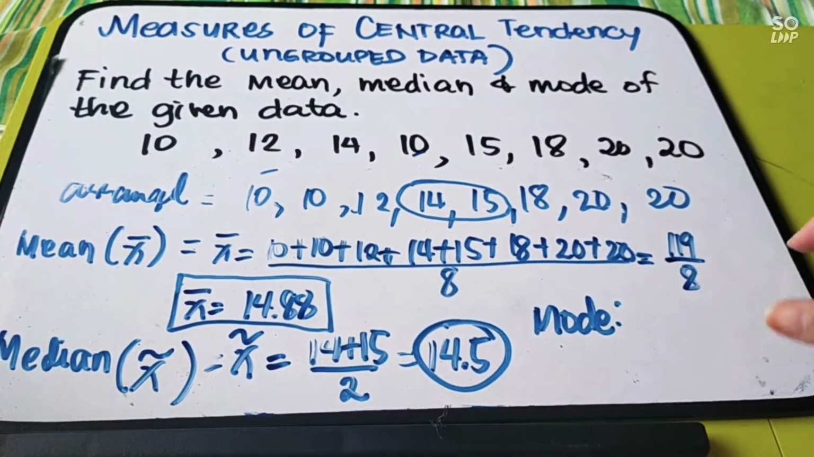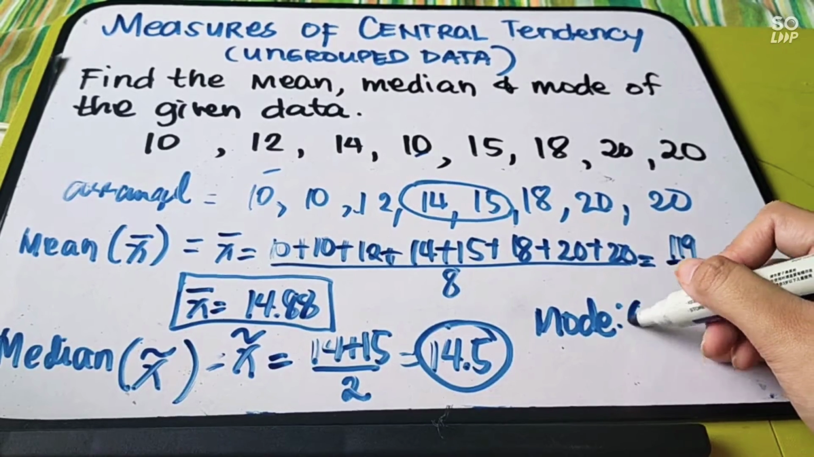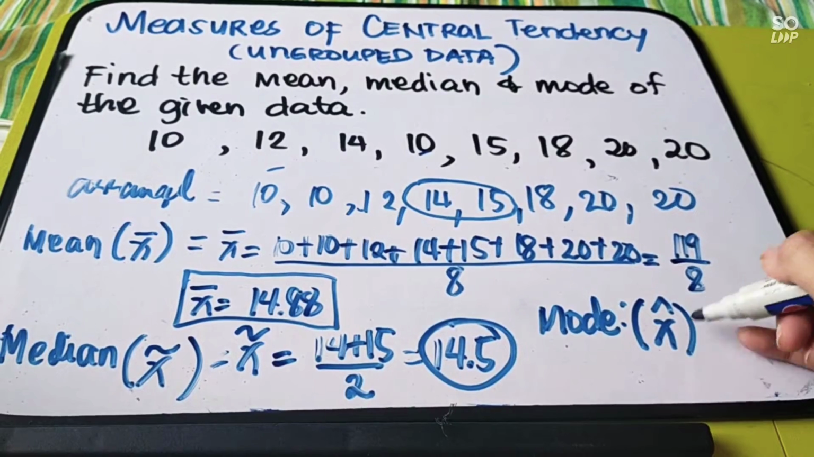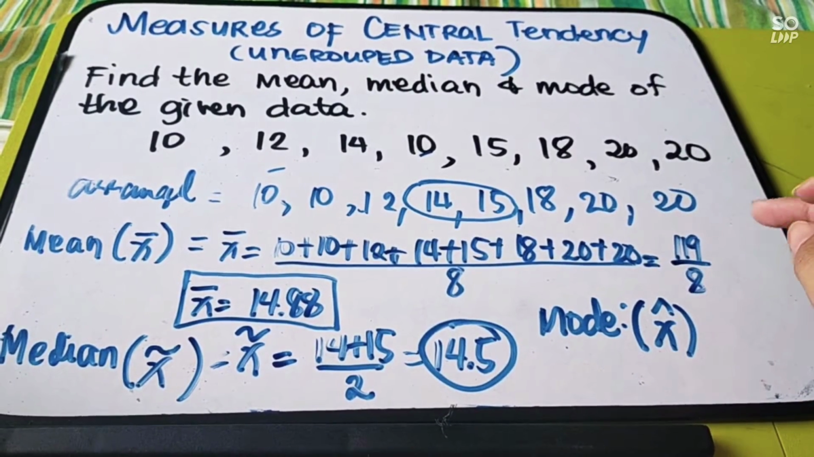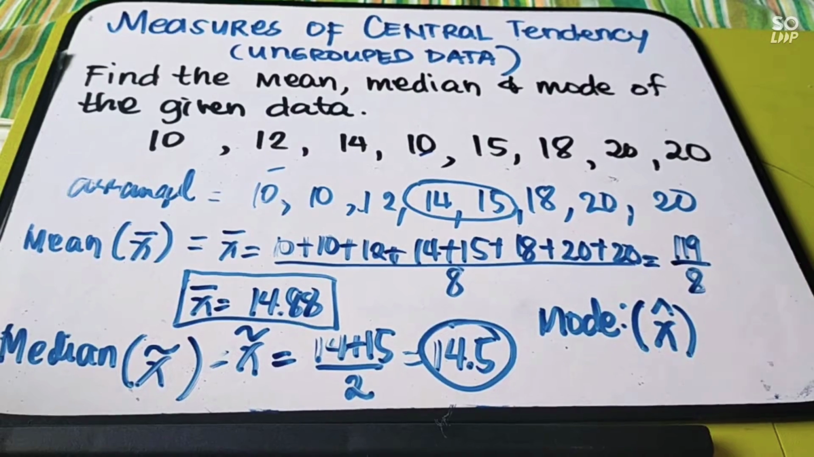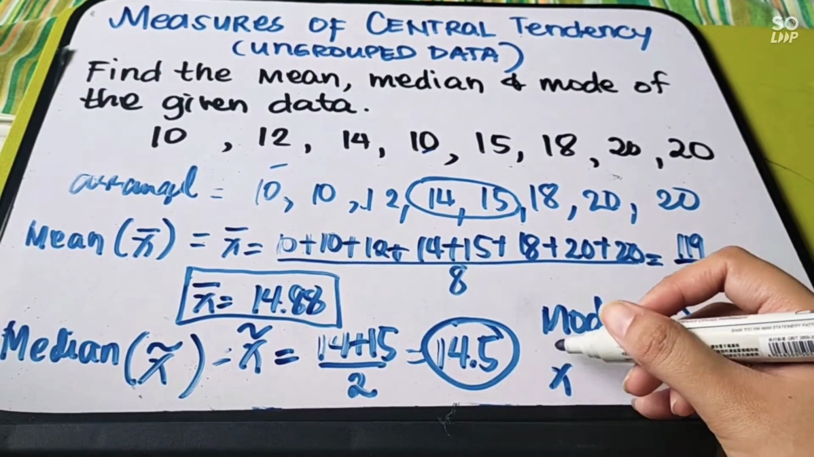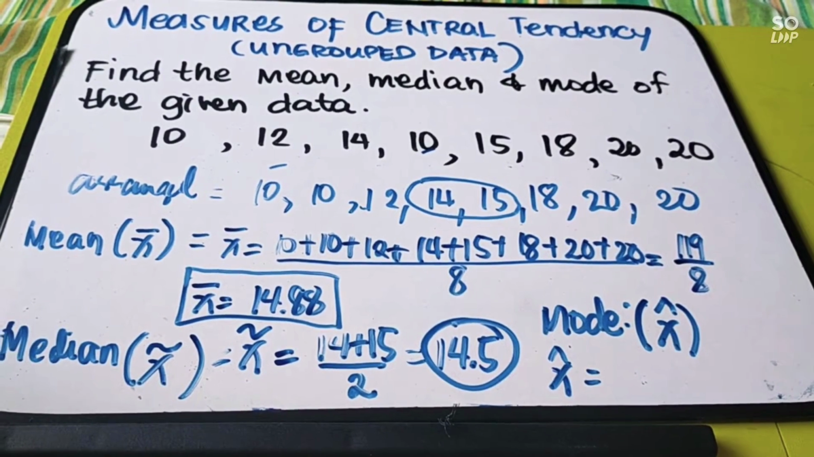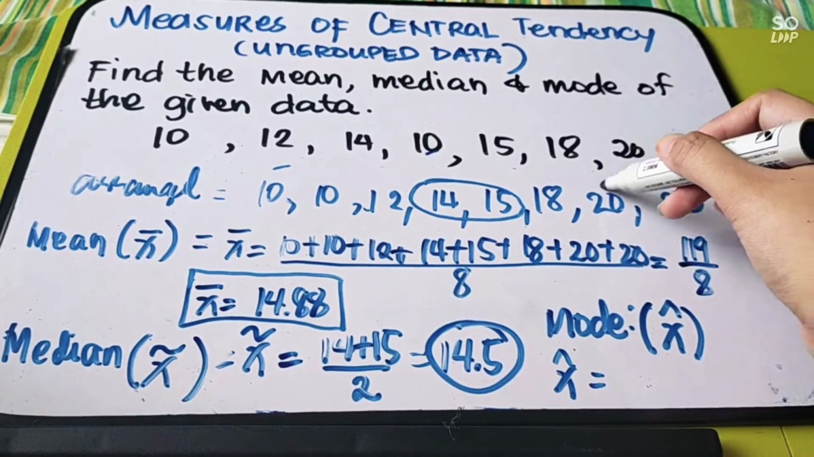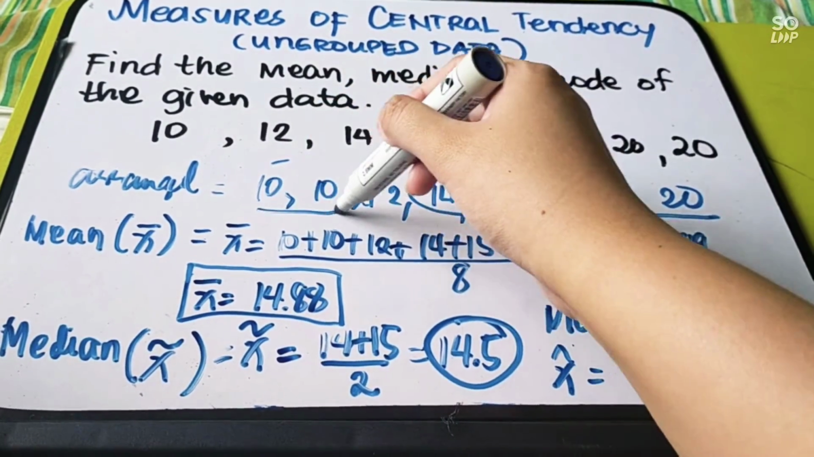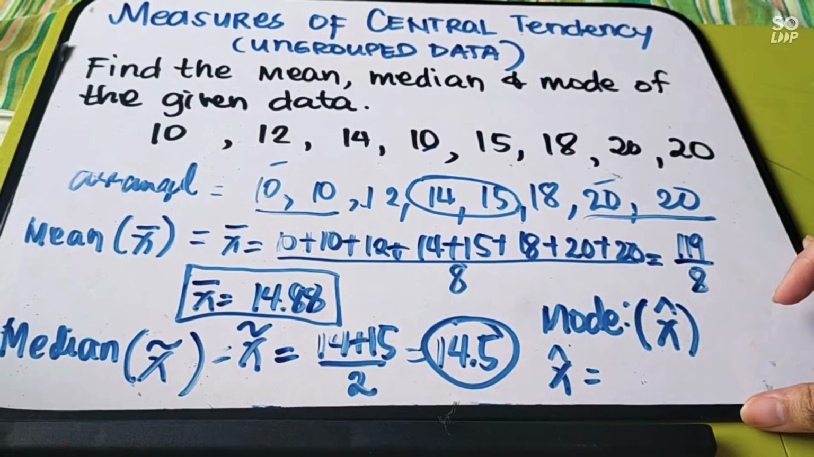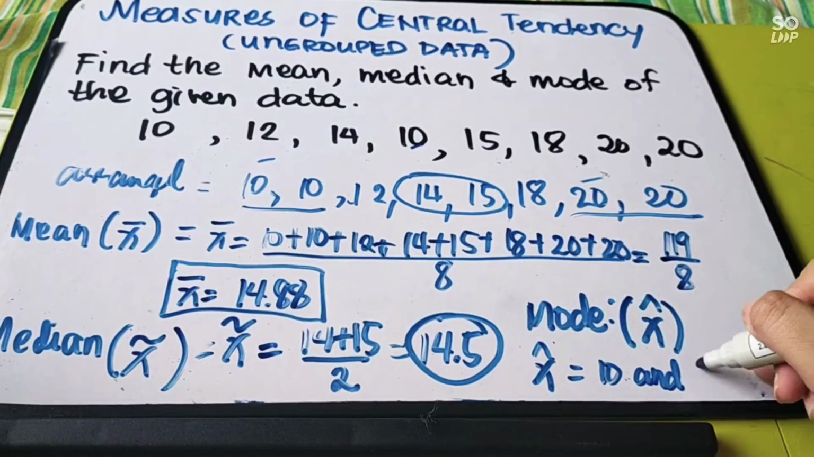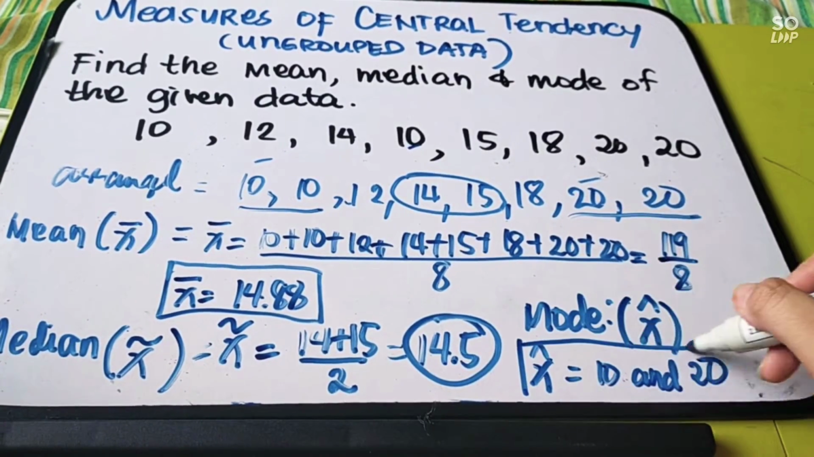For the mode, the symbol is X with a caret on top, or an arrowhead pointing upward. So, what is the most frequent number, the number that repeated the most? As you can see, the numbers that repeated are 20 and 10, which both occurred twice. So, therefore, your mode here is 10 and 20. Is it clear? That is now your mode.